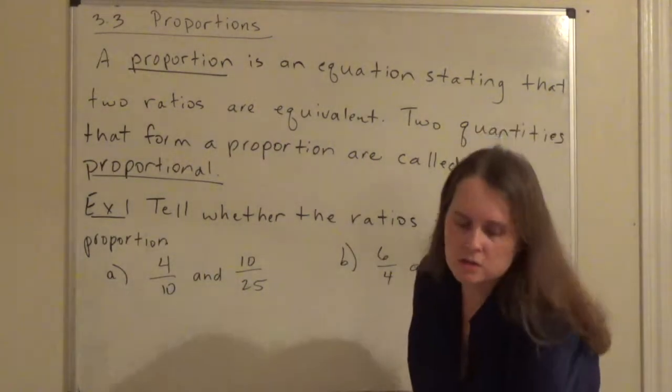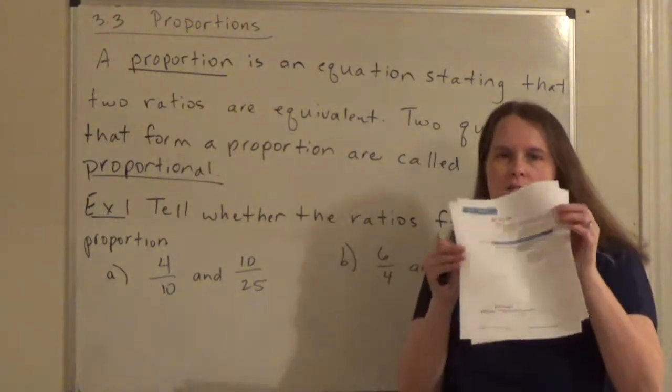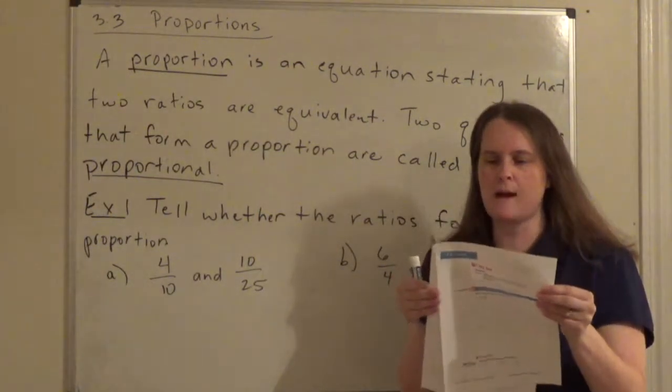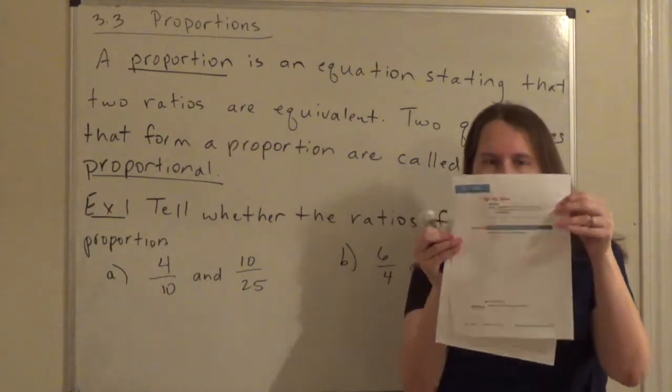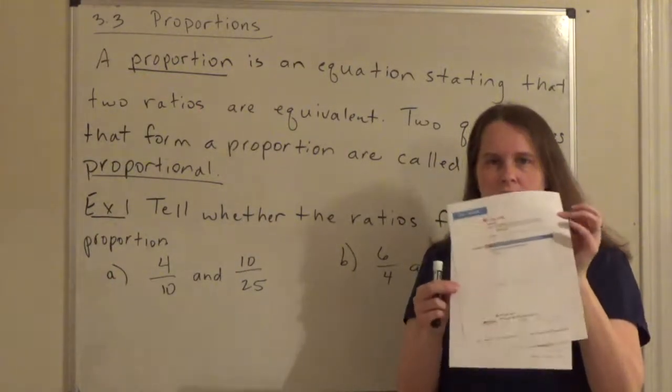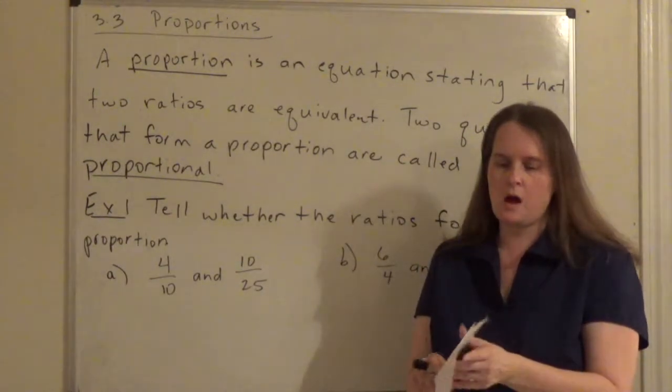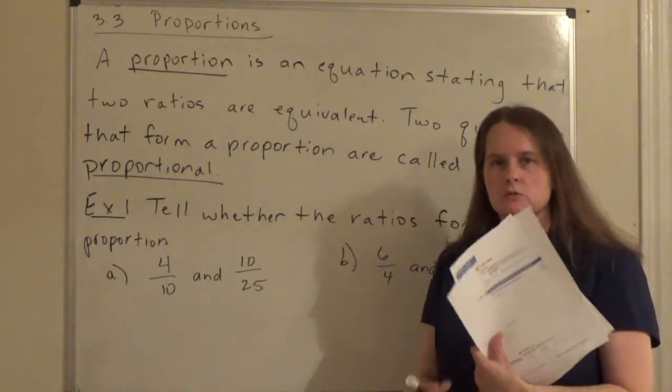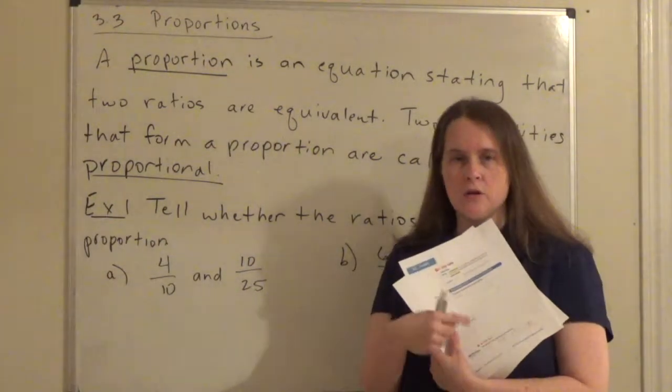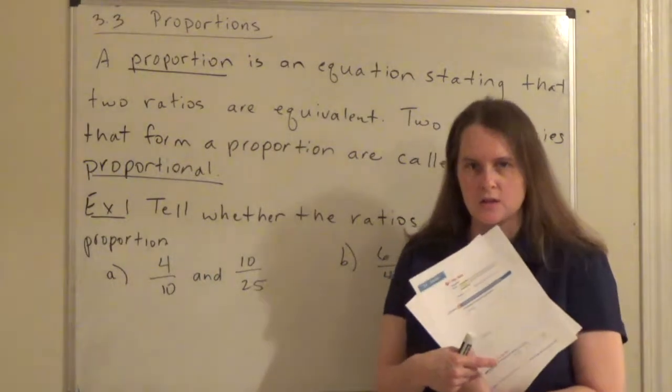So before you start, make sure that you've got this page. Yours is probably going to be front and back, but you should have this section 3.3 lesson. This is your guided notes. As I write on the board, make sure that you're writing the same thing on your paper, and when you're done, you're going to file it in your SOAR binder, just like you have the other notes.